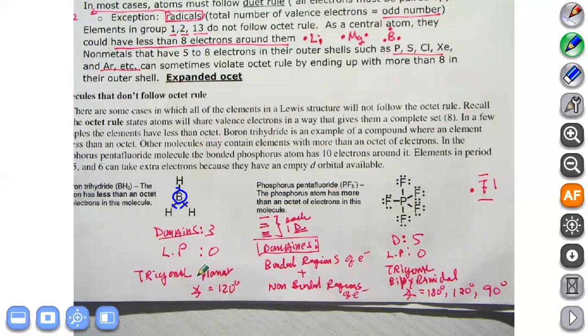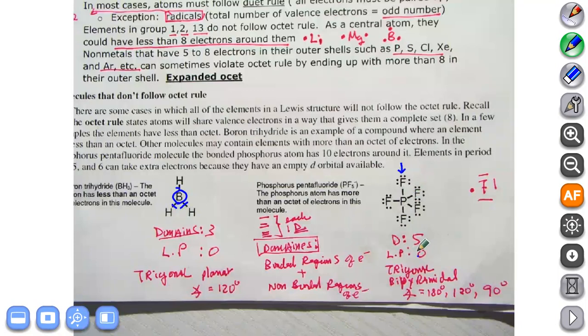Let's look at another exception to the octet rule, PF5. So looking at PF5, P would be the central atom. That's obvious. So we are particularly concerned with lone pairs around the central atom. Now, these are lone pairs too. So that would be a lone pair. But right now, we're concerned about the lone pairs around the central atom, which is 0.